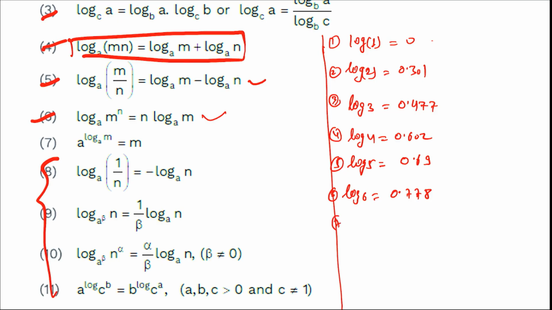Log 7 is 0.84. Log 8 is 0.90. Log 9 is equal to 0.954, and the log 10 value becomes 1. So these are the basic log values.